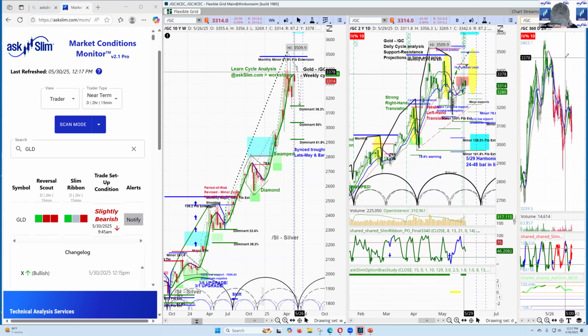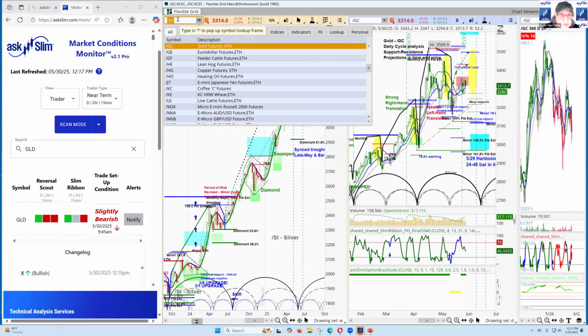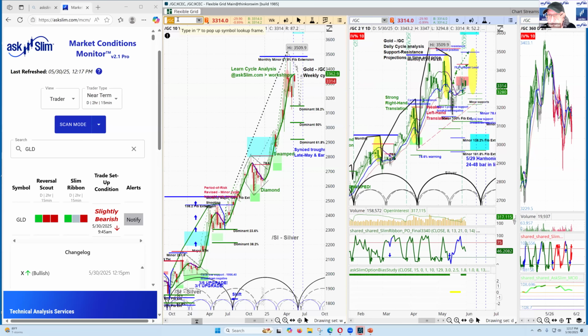So that's a look at the gold market. Let's switch over to silver. DJV, who is Danny, has asked me about SI and wants to know about that silver.